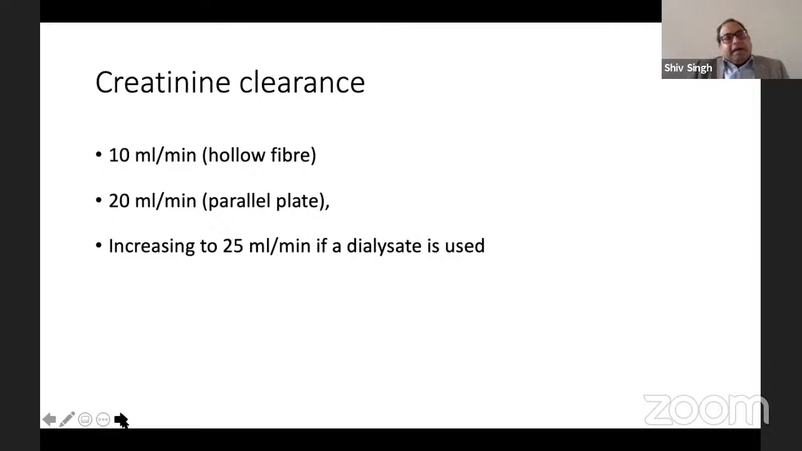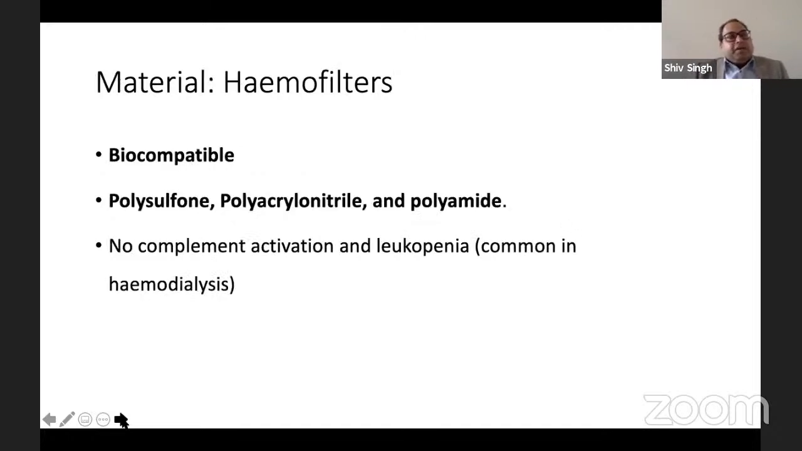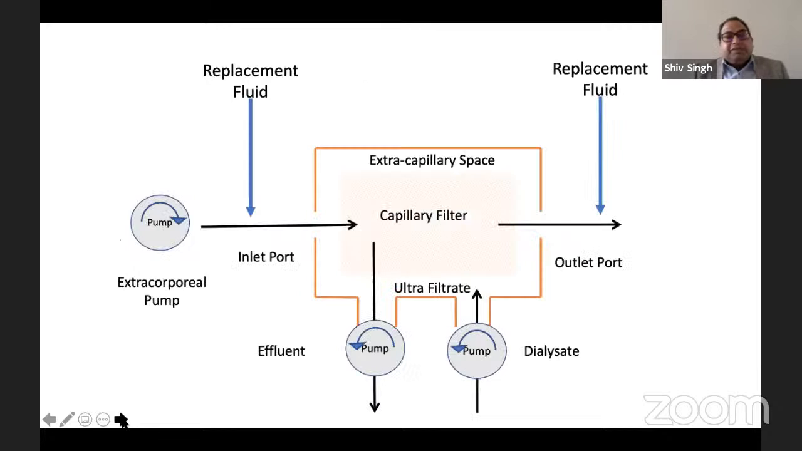And this is without the use of dialysate, but if you use dialysate along with hemofiltration, then this clearance can be increased to 25 ml per minute. So it can be quite high here. And it's also important what material the hemofilters are made of. They should be biocompatible. These are normally made of polysulfone or polyacrylonitrile or polyamides. And these substances do not cause activation of the complement and do not cause leukopenia. Leukopenia and complement activation can be seen with some of the hemodialysis filters.